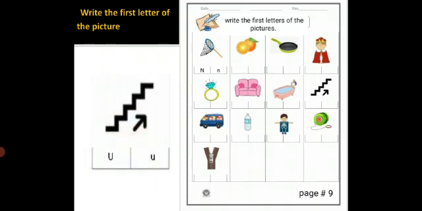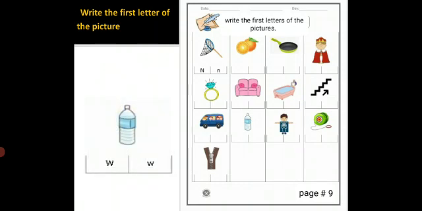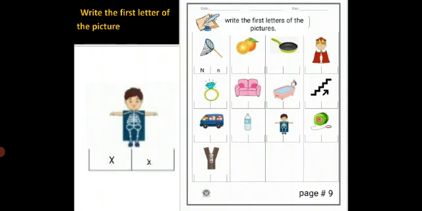Our next picture is of upstairs. We can write U for upstairs. Van. We can write V for van. Water. We can write letter W for water. X-ray. We can write letter X for X-ray.